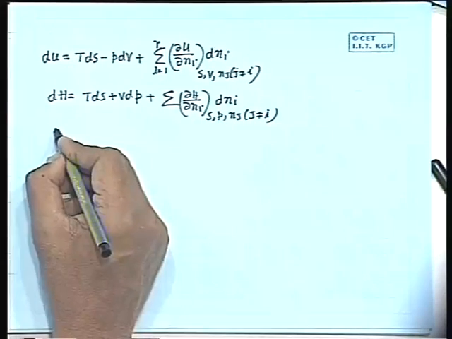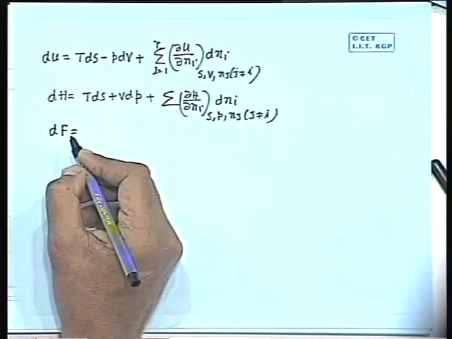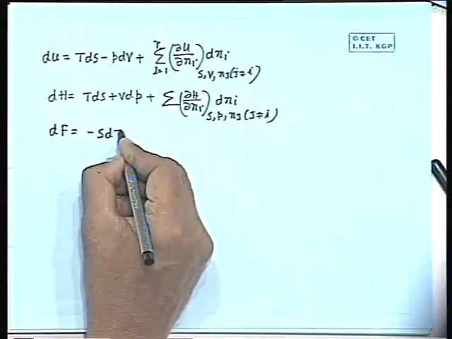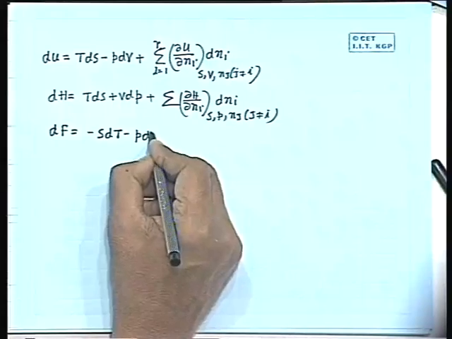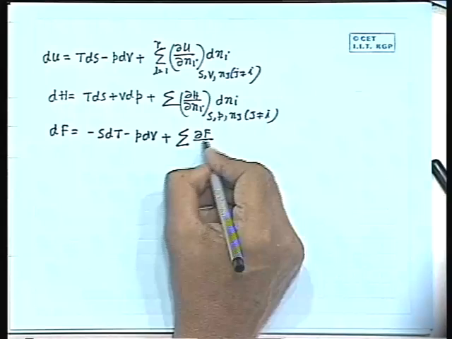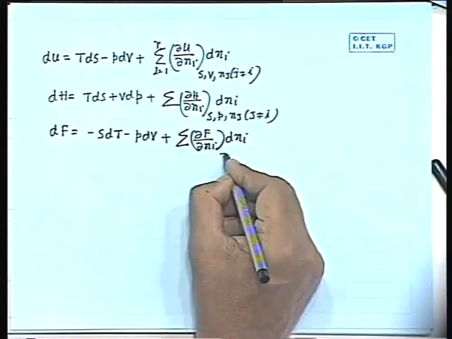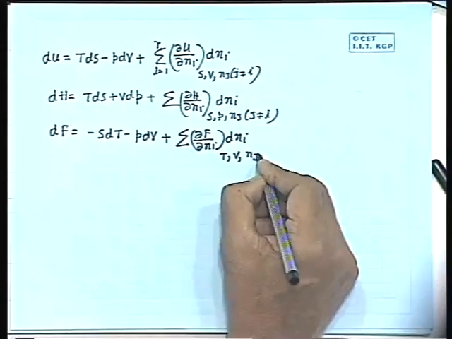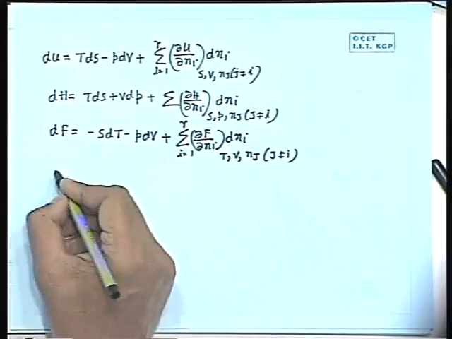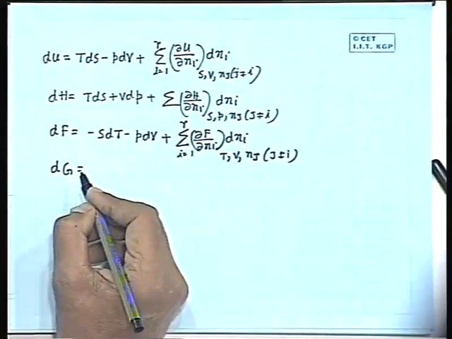All right. And for the Helmholtz function, dF, the first two terms are the same as for the single component: the property relation minus S dT, minus P dV, plus the sigma del F del n_i dn_i, at T, V and n_j, j not equal to i, with i equals 1 to R. Similarly, if I write dG, that means the Gibbs function which I have derived at the last.